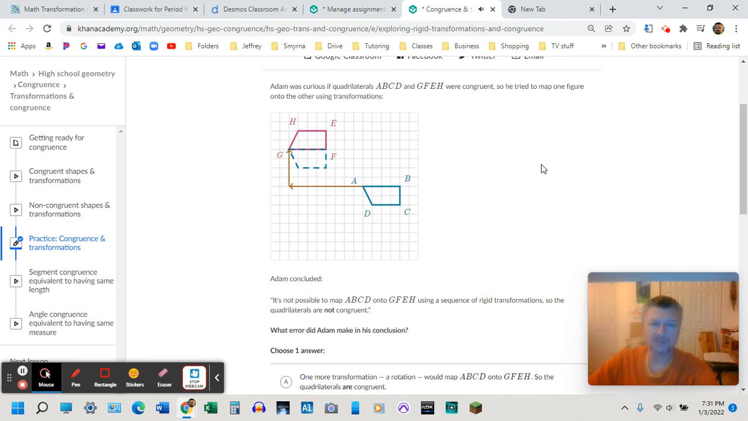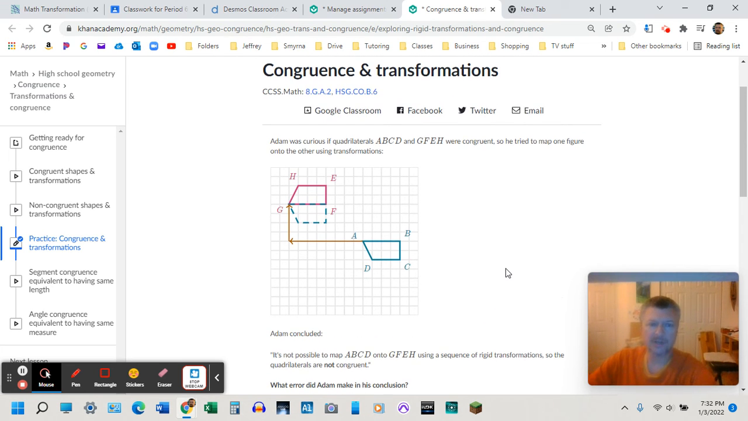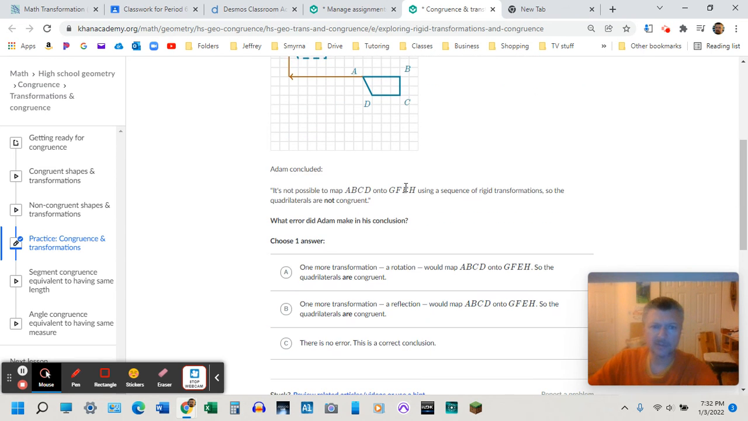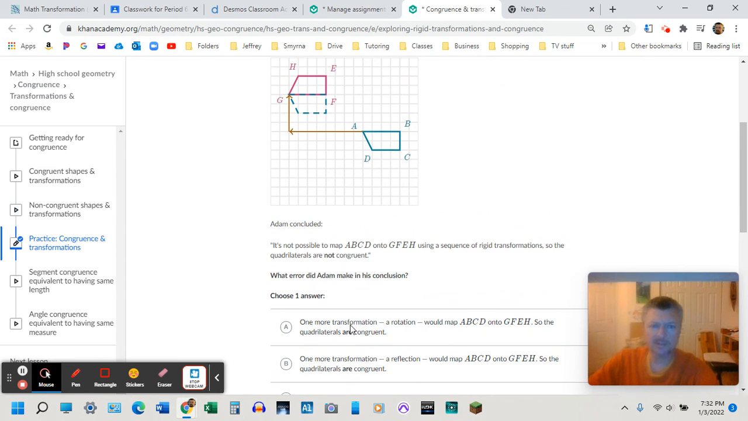Okay, let's take a look at another one. Oh, this is interesting. So this guy again, he checked it out. He concluded it's not possible to map ABC on GFEH. So they're using a sequence of rigid transformations, which preserve the size, the shape. So they're not congruent, but it looks like they are to me. It looks like he did a little translation over here, and then it went up, and then a reflection. Looks pretty nice. So one more transformation.